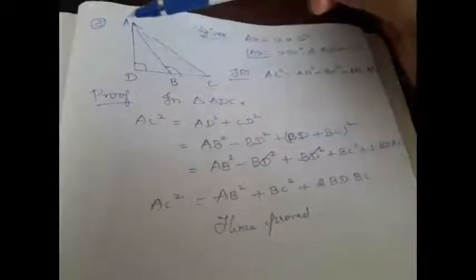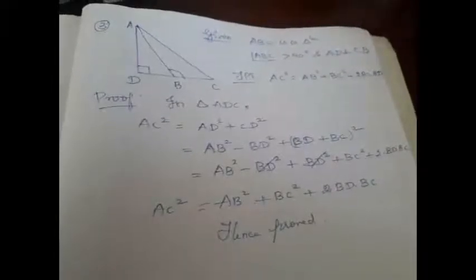Let us move on to the next question now. Let us see how we can solve the third question. ABC is a triangle in which angle ABC is greater than 90 degrees. AD is perpendicular to CB, right? Now we need to prove AC square equals AB square plus BC square plus twice BC into BD.